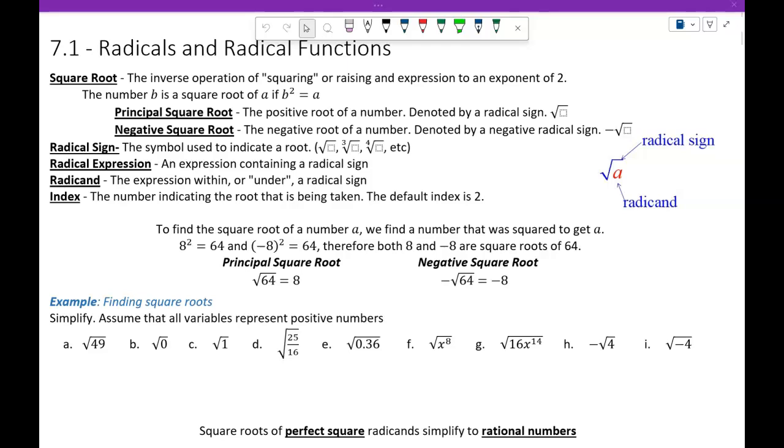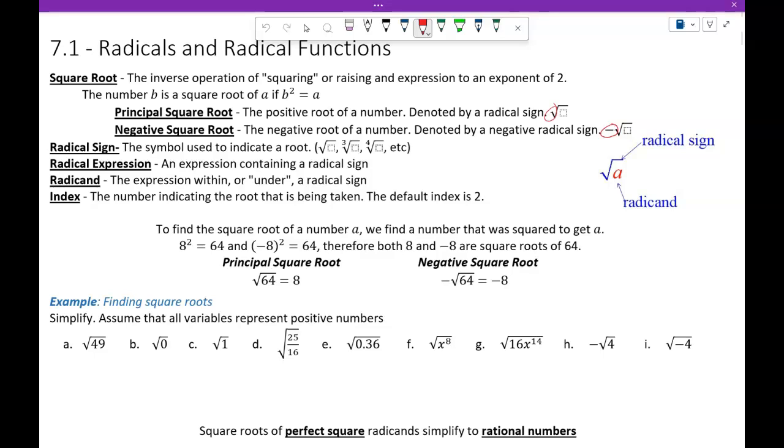Now we're going to start taking a closer look at radicals and radical functions and all the operations that are associated with them. So we should be pretty familiar with square roots, which is the inverse operation of squaring something, raising it to an exponent of 2. Now, when we take square roots, we have two different types of roots, a principal and a negative, and we denote the difference between the two by whether or not we have a negative sign in front of the radical.